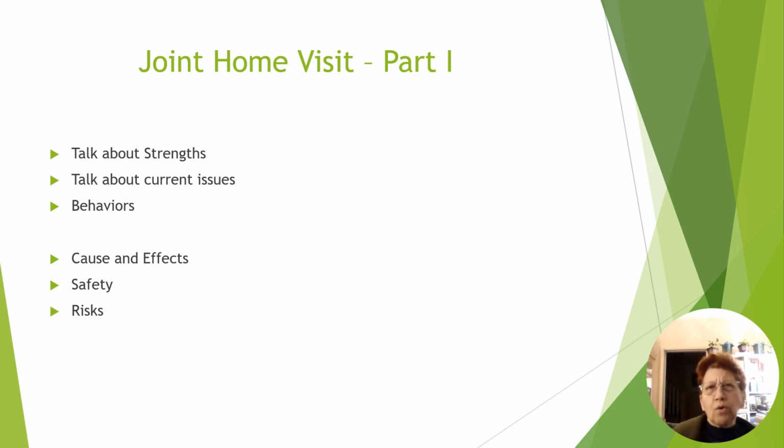These 3 categories kind of blend around each other, because there's something that's going on. There are some triggers in this family with their behaviors that can be causing some dangers in the family, the safety of the children. There could be some kind of future risk. These are the things that are going to be spoken about.